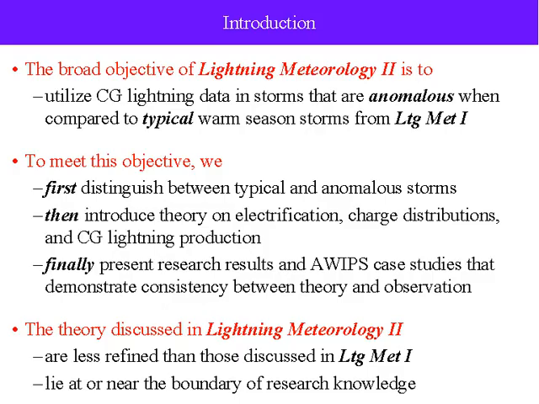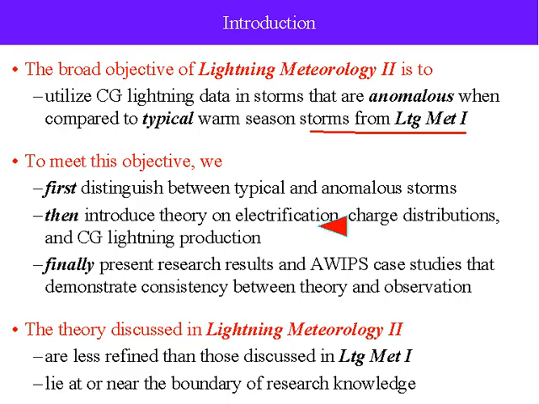The broad objective of Lightning Meteorology 2 is to utilize CG lightning data in storms that are anomalous when compared to the typical warm season storms that we talked about in Lightning Meteorology 1. To meet this objective, we first distinguish between what we mean by typical and anomalous storms, and then we introduce theory on electrification, charge distributions, and CG lightning production. And then finally, we present some research results and some AWIPS case studies which demonstrate consistency between theory and observation.